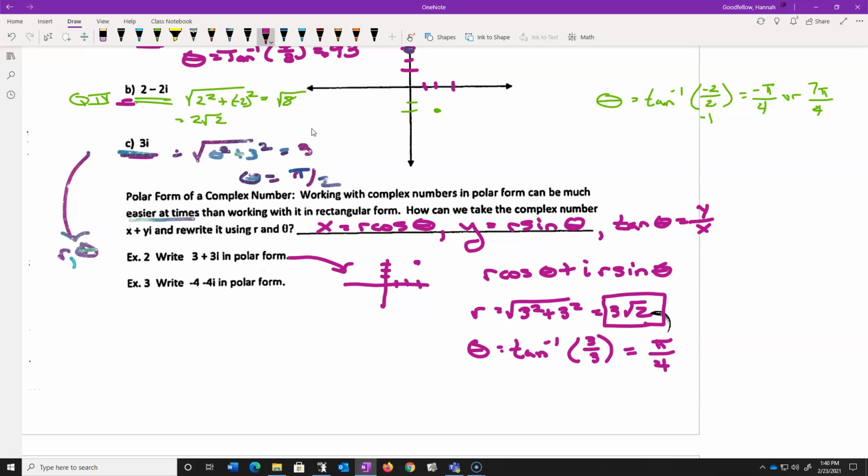So the equivalent polar complex answer would be 3 root 2 cosine of pi over 4 plus 3 root 2 i sine of pi over 4. Okay? Now, putting the i just after the root, it can be delicate. Some people will put it between the root.